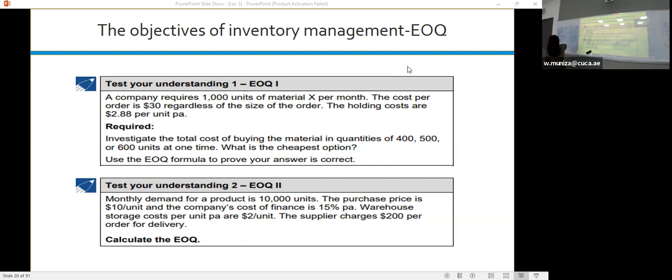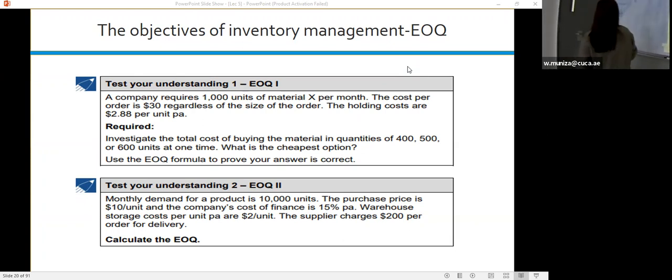Order quantity is how much? 400 units for the first case, 500 for the second case, 600 for the third case. So 12,000 divided by 400, how much is it? 30. Total: 30 multiplied by 30, 900. Okay, so 900 for 400 units. Then 500 units, how much? 12,000 divided by 500 multiplied by 30.